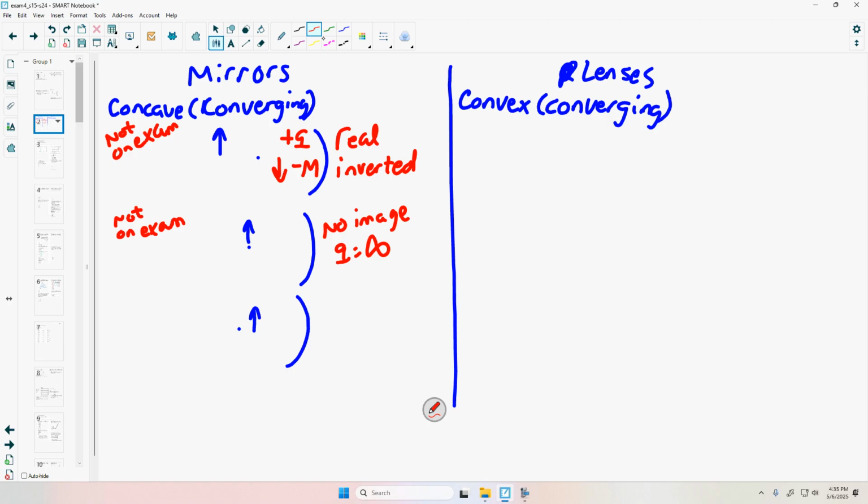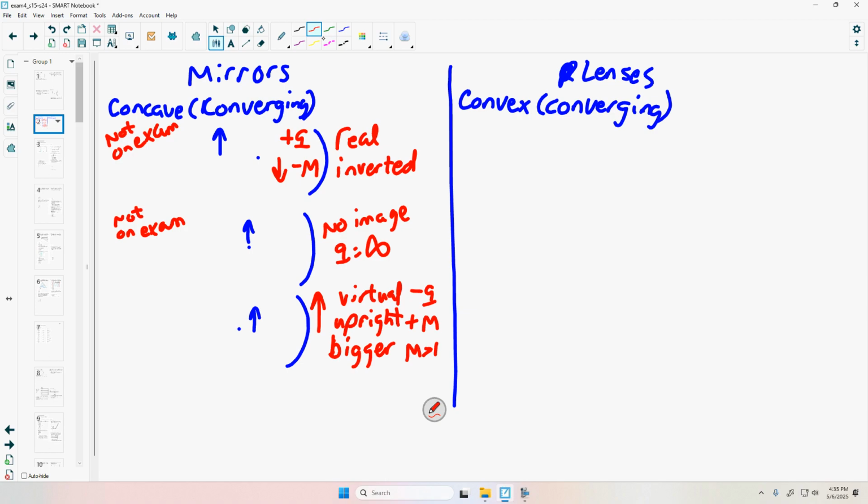The third one is where the object is inside the focal point, and in that case I have a virtual image, an upright image, and a bigger image. Let's remember what those words mean for the variables. If it's virtual, that's negative q. If it's upright, that's positive M. And if it's bigger, that means M is bigger than 1.